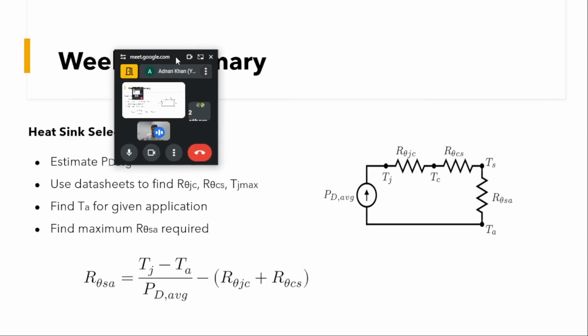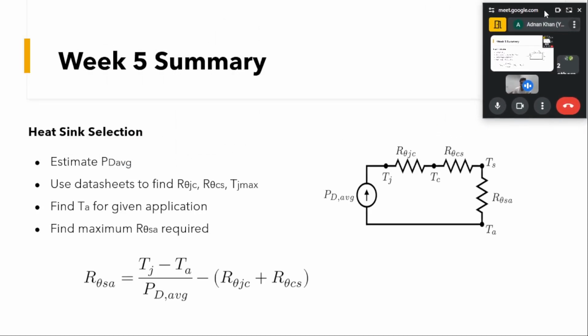So now coming to this, like I earlier discussed, now we want to design the heat sink, select the heat sink for a particular topology. So what are the steps that we should follow? What we have to do is calculate the average power dissipated first, and that will be analogous to the current flowing through this electrical circuit. And after that, the second step is we have to use the data sheet to find different thermal resistances, like junction to case.